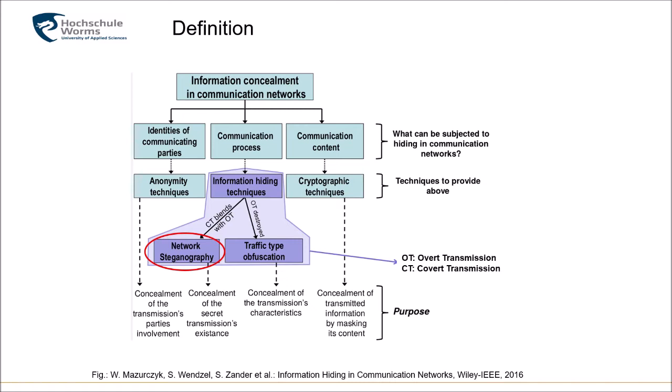So our goal is to let the secret traffic blend with the overt transmission. So the covert transmission is hidden in the overt transmission, and we want to hide the existence of the communication. Nobody should notice that there is such a secret communication going on.